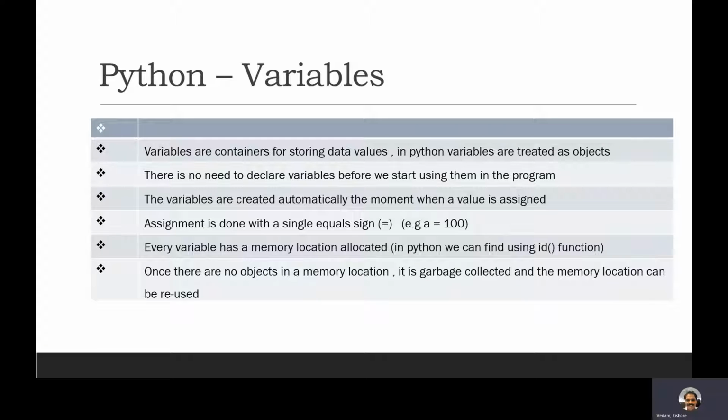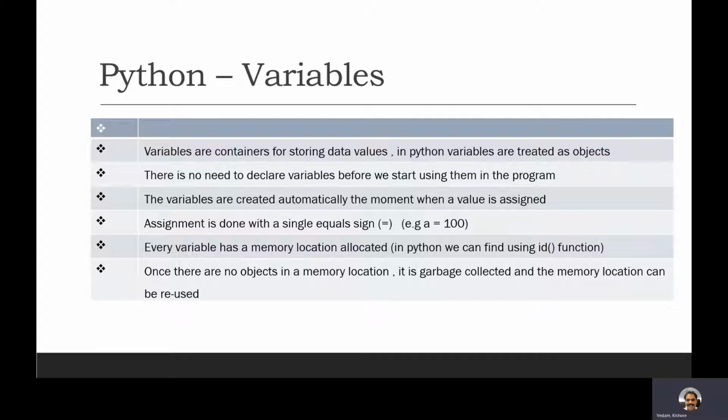In this session, we will be talking about variables. Variables in Python are treated as objects. Variables are, in fact, containers for storing data values. Think of a variable as a name attached to a particular object. In Python, you don't need to explicitly declare a variable. The moment you assign a value to a variable, it is already declared.